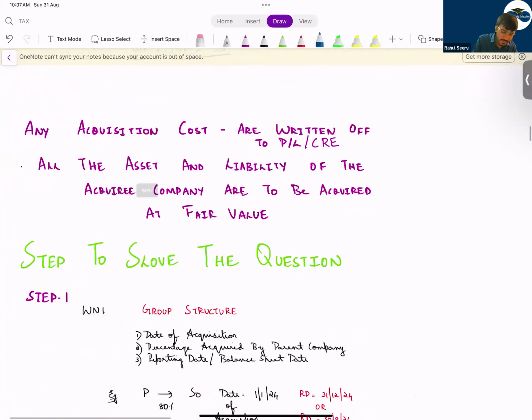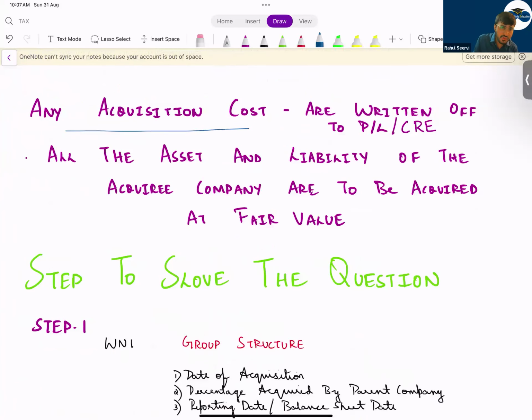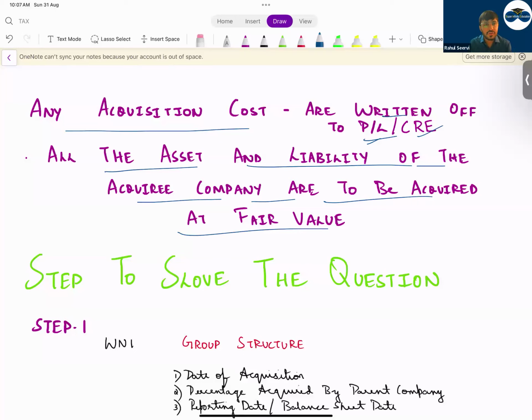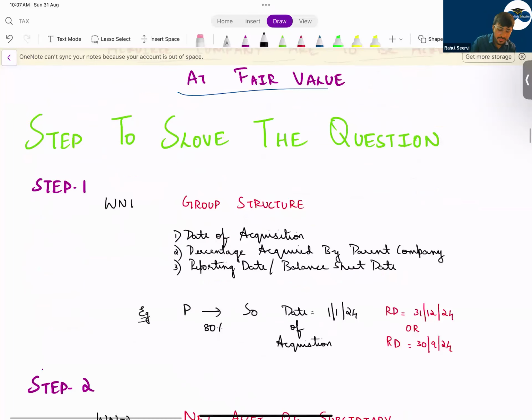Then coming to the next part, sir, any acquisition cost, what should we do? Any acquisition costs will be taken to P&L, like some legal cost, etc. If you're preparing P&L, it will go to operating expense. If you're preparing the balance sheet, it will reduce the group retained earnings of the parent company. An important point: all assets and liabilities of the acquired company are acquired at fair value. So every time it should be taken at fair value. And the frequently repeated adjustment is the fair value adjustment.